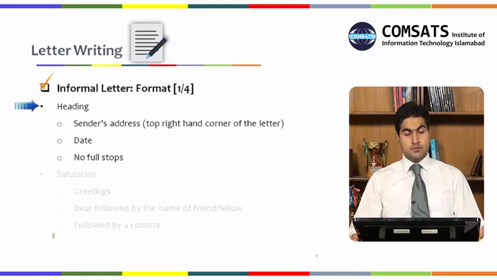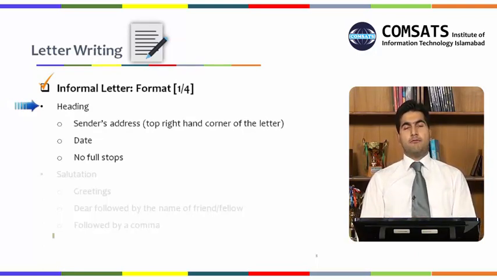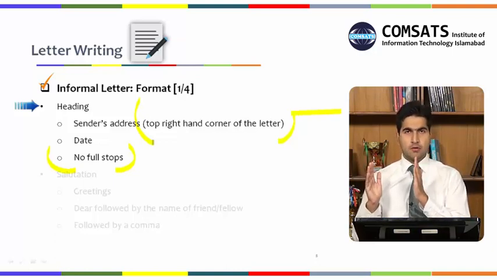Starting from the first one, which is heading, at the very beginning of this format of an informal letter, you have a heading, and this refers to the details of the sender's address. Of course, the sender's full name would come, alongside the address. Then you're going to place the date, keeping in mind that there shouldn't be any full stops. So this is also a point to remember. And then you place it at the top right hand corner of the letter. This is part of the format that you need to keep in mind, that it has to be there at the top right corner of your document.